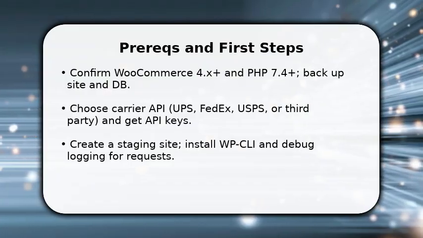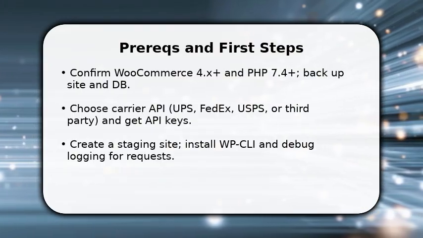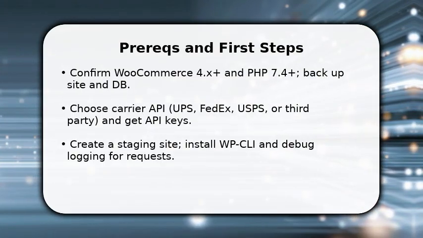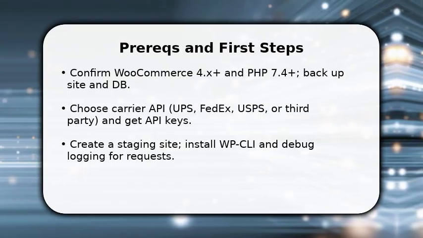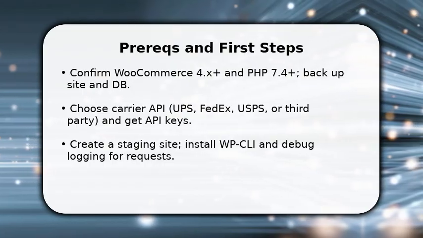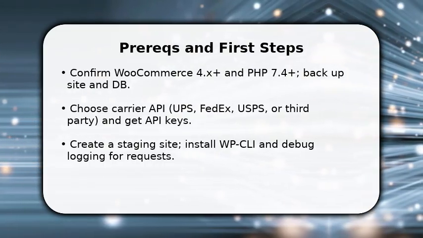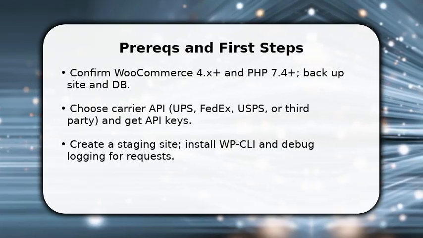You start by validating prerequisites: WooCommerce version, PHP, and a recent backup so you can roll back if needed. Once done, pick the carrier API and register for developer credentials because keys are needed for test calls. Make sure to use a staging environment and enable logging so you capture raw requests and responses.